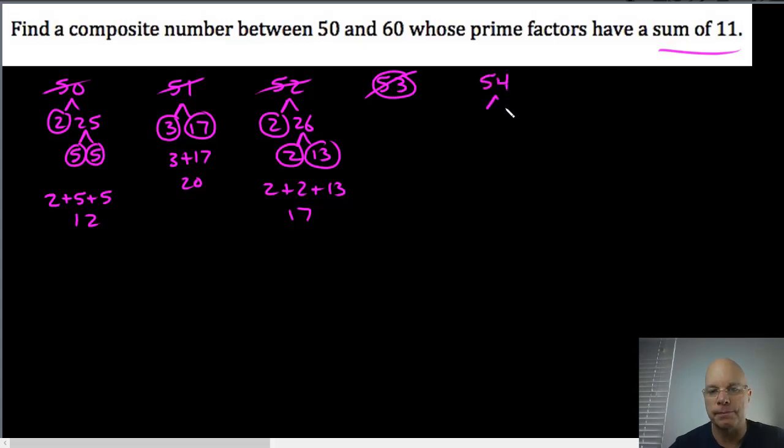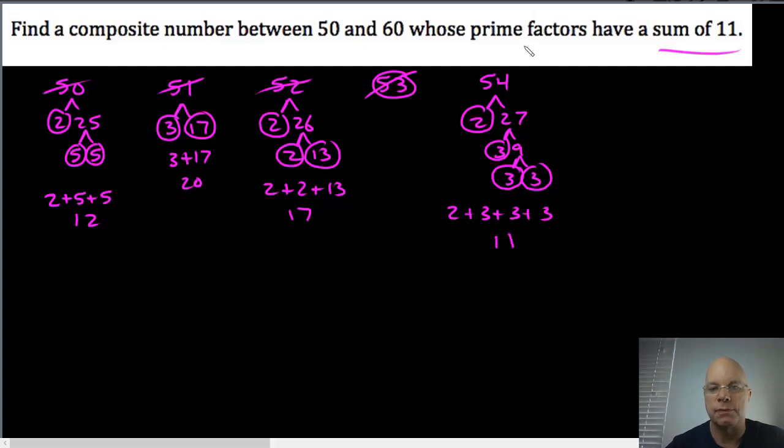54 is 2 27s. 27 is 3 9s, and 9 is 3 3s. 2 plus 3 plus 3 plus 3 is 11, and so 54 is a composite number between 50 and 60 whose prime factors have a sum of 11.